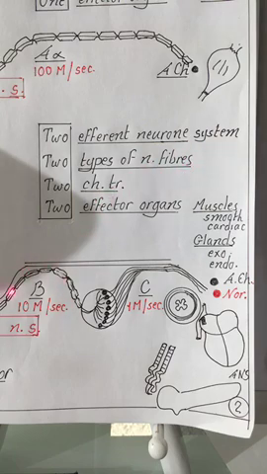Structurally, we have preganglionic and postganglionic fibers: B fibers, thin myelinated, conduction velocity 10 meters per second, and C fibers, unmyelinated, conduction velocity 1 meter per second. This is a structural classification. It can be classified functionally into 2 types: sympathetic nerve fibers from the thoracolumbar regions and parasympathetic nerve fibers from the craniosacral region. Notes.